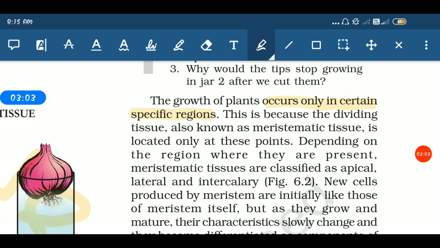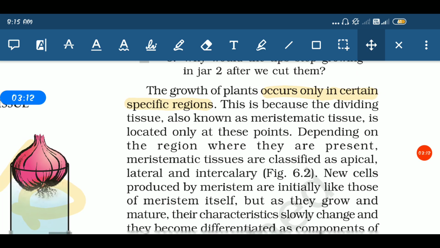This meristematic tissue, students, is basically responsible for growth in plants. ये growth के लिए responsible होते हैं, ठीक है. Besides that, these are present at the growing regions. Common sense की बात है, अगर growth के लिए responsible है तो growing region पे present होंगे. Just like the tip of the root, the tip of the shoots, and cambium. So basically, a dividing tissue is also known as meristematic tissue.